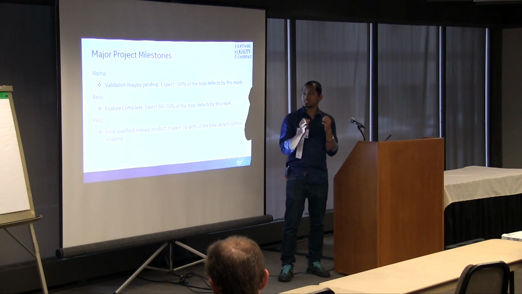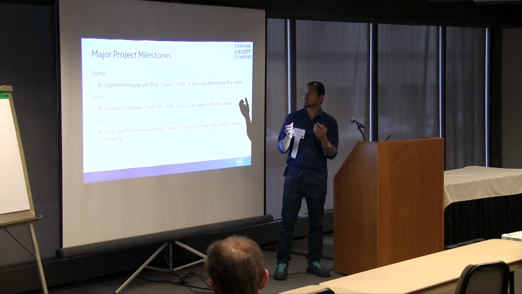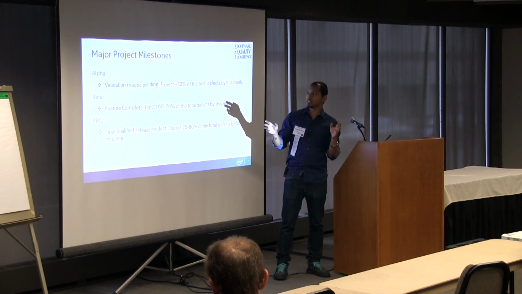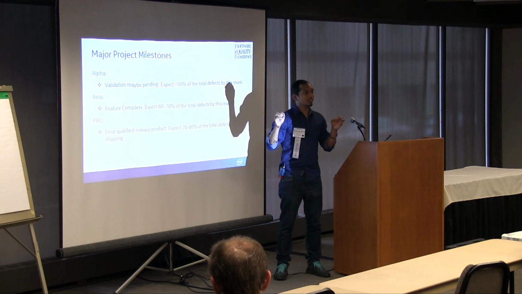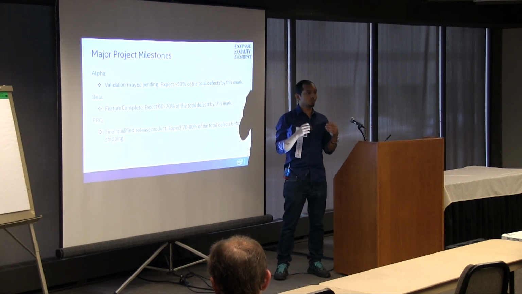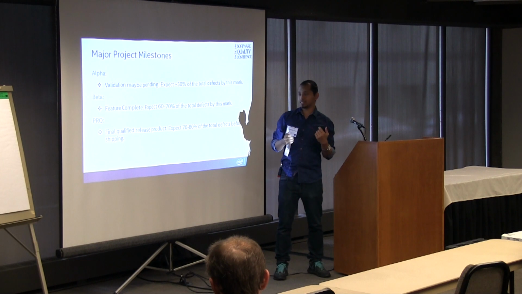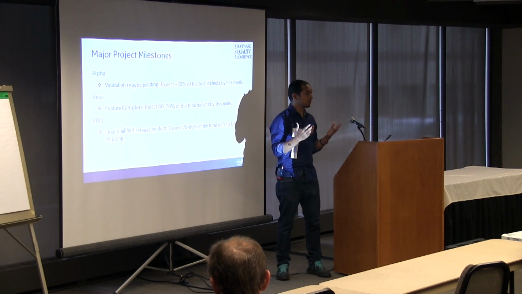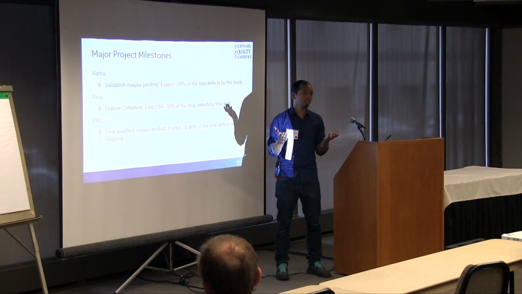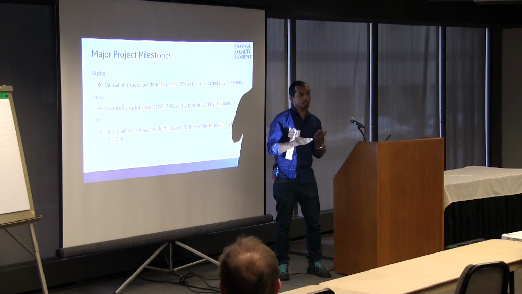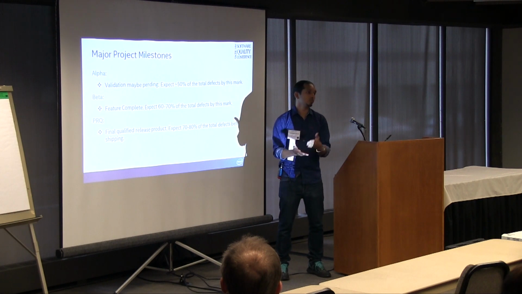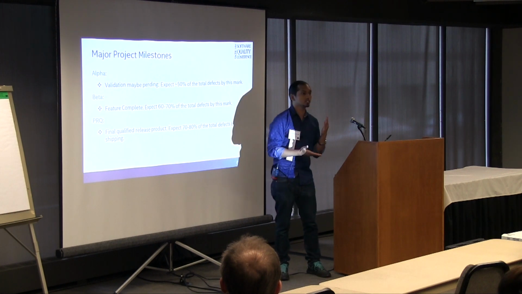Here I'm talking about some major project milestones. This is a very basic way of saying it, and I'm not going to go into details of what exactly the alpha or beta criteria are. With respect to defect prediction, this is what we are expecting. By the time we hit alpha, we expect around 50% of the defects to be completely resolved. By beta, validation was pending, so we are completing validation, and we expect to hit around 60% or 70% of the defects.